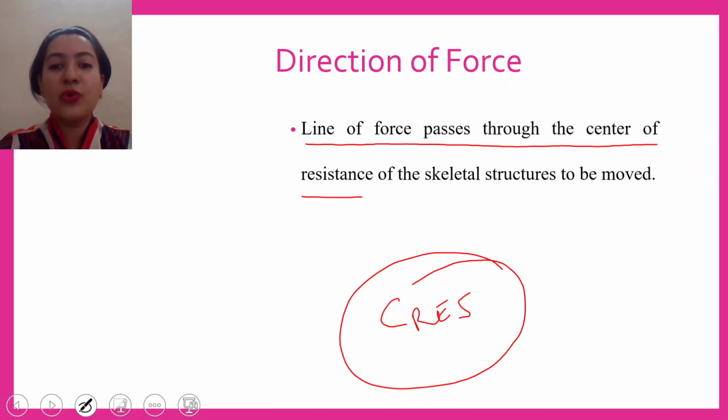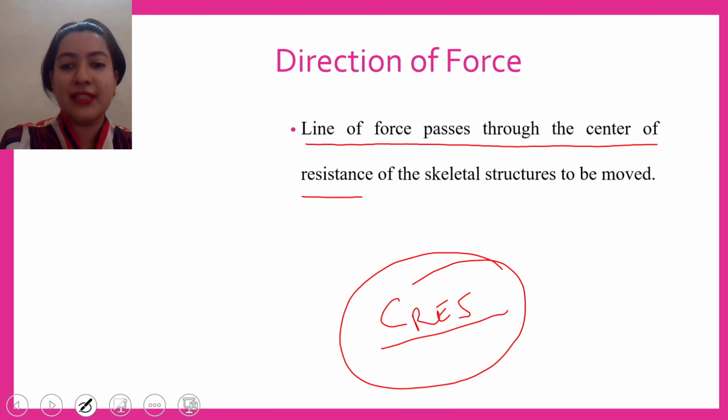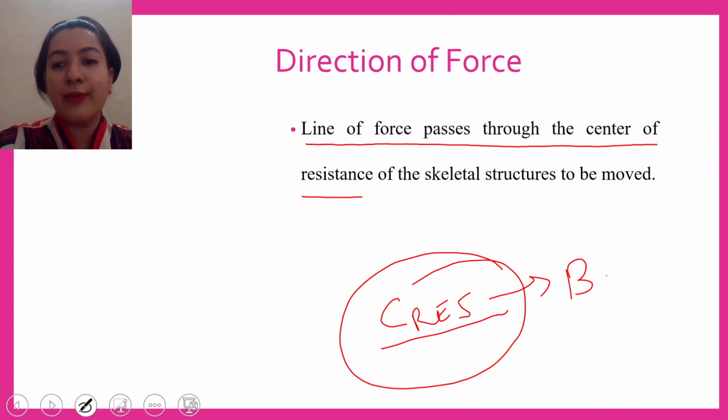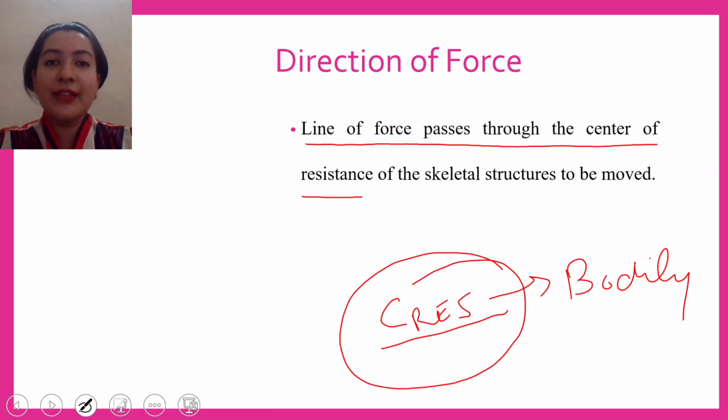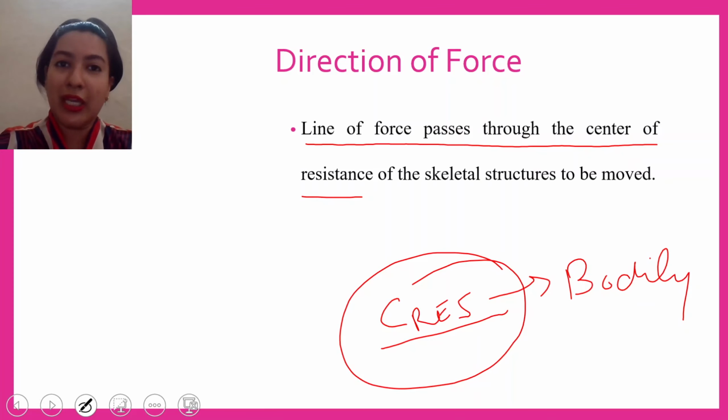See, whenever the force passes through the center of resistance, it will always bring about bodily kind of tooth movement. Even if you apply the force at the center of resistance of a particular tooth, the tooth will move bodily. There would be translation of the tooth occurring. Whereas if the force is applied below or above the center of resistance, there would be either tipping or torquing.